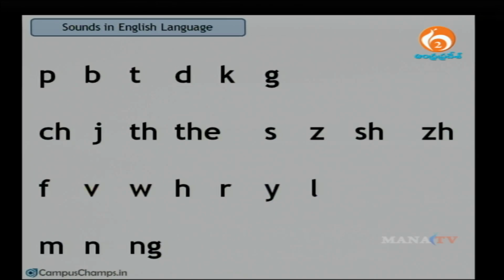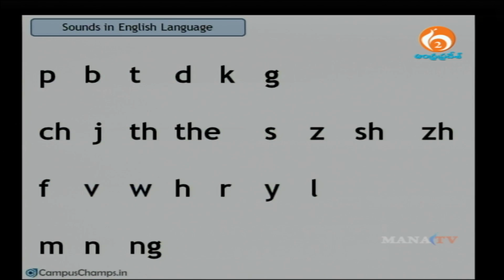All right. Let's take a quick look at all these 24 consonant sounds. Here we go. P, b, t, d, k, g. The way it is different from the way we pronounce in India. This is p, b, t, d. For example, if I have to give a word with the sound t, I say, for example, top or Titan. That's the name of a star, right?